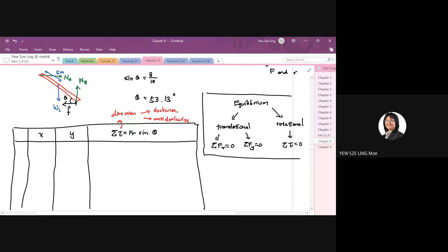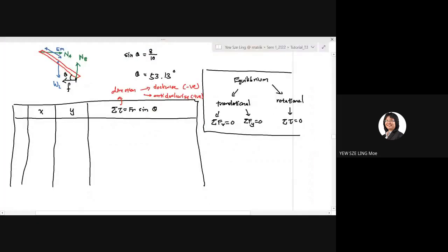Okay, if it is clockwise, then it should be a negative value. If it's anti-clockwise, then it is a positive value. So these are the things that we need to take into consideration when determining the directions of the torque. Okay, so let's look at the free body diagram that I sketched just now.